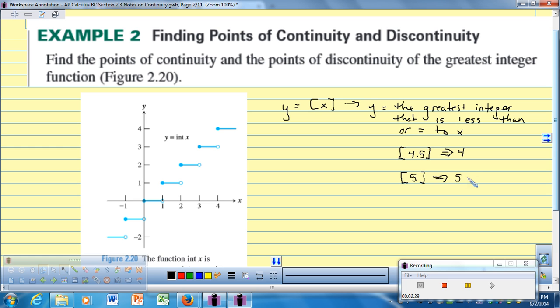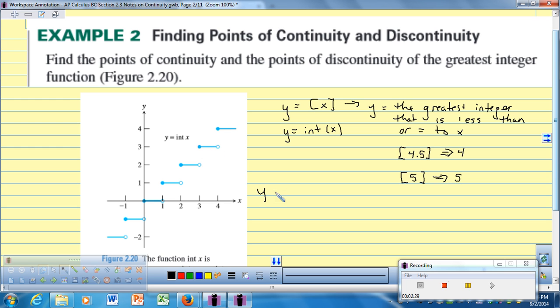So you can see from the graph, and you should note in this book, greatest integer function is written as the int of x. That's another way to write greatest integer function. But you can see that this function is clearly not continuous everywhere. We have these jumps going on, and we do have some intervals that are continuous.